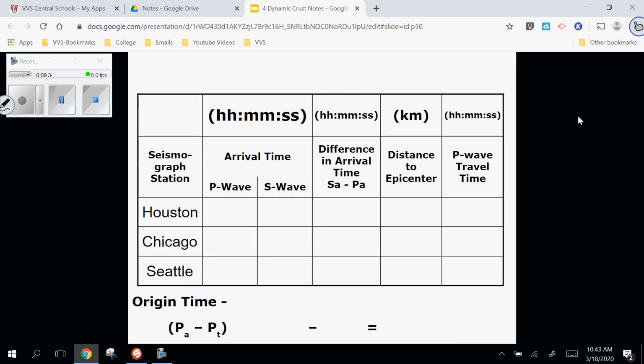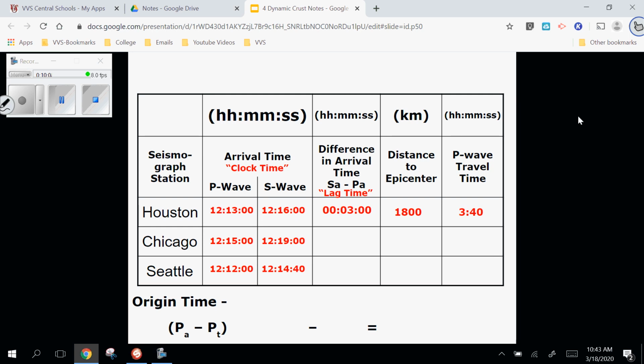Now, we go to our table. We have to have a table to hold all this information in. All right, so we have our 3 cities. First thing we do is we punch in our P arrival times. We call that the clock time because that's what time the wave got to that city. P wave arrival, S wave arrival for all 3 cities, plug them in. We took our difference, that's called our lag time. That's 3 minutes. Distance to the epicenter, we said was 1,800. P-wave travel time, 3 minutes and 40 seconds.